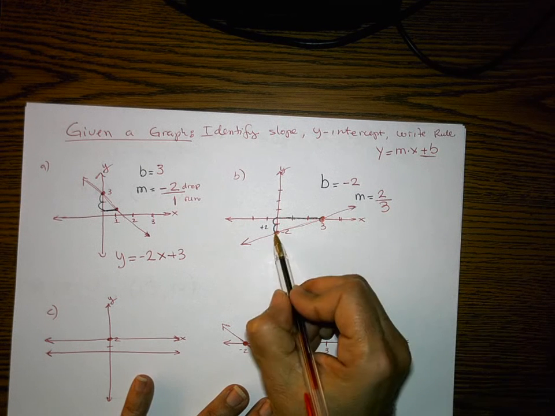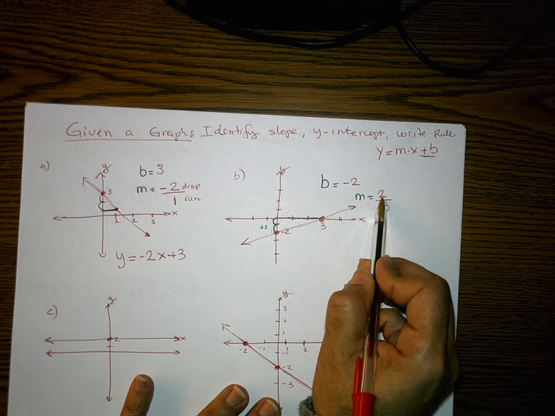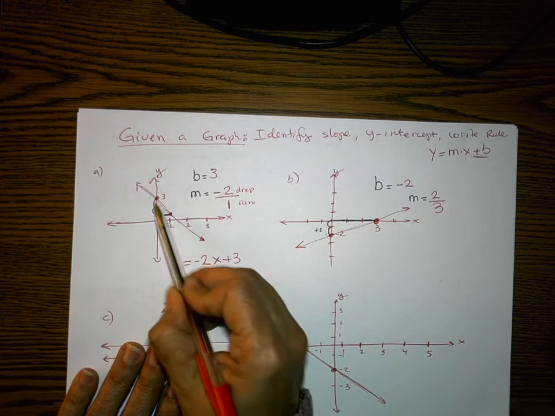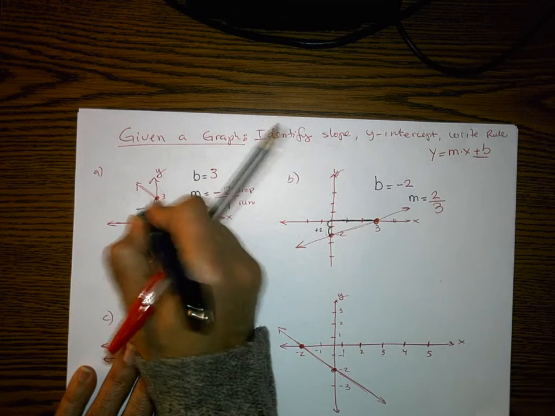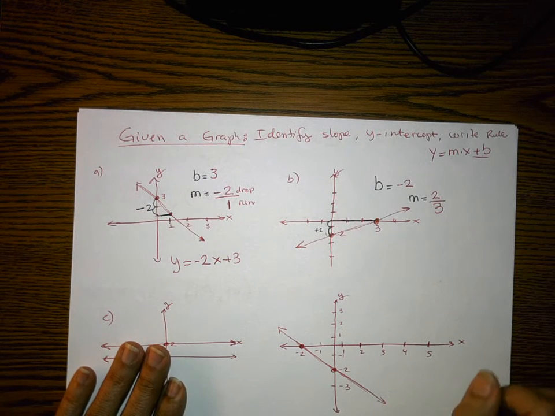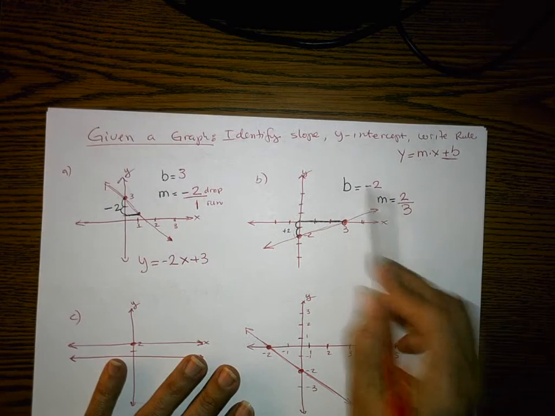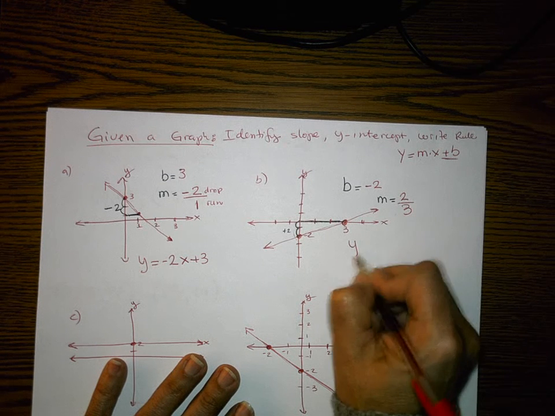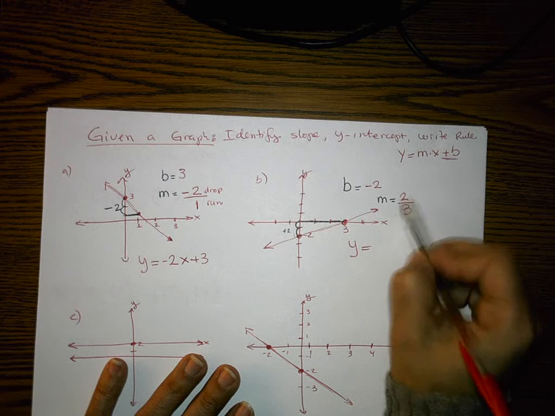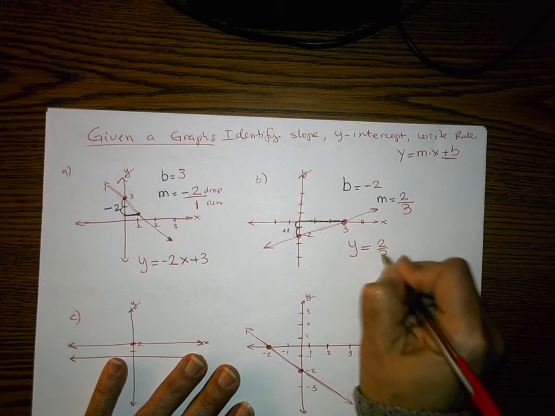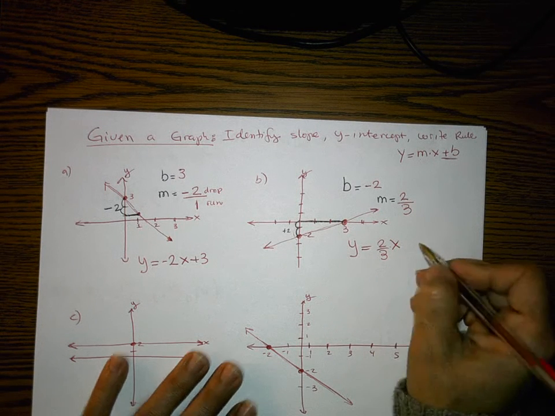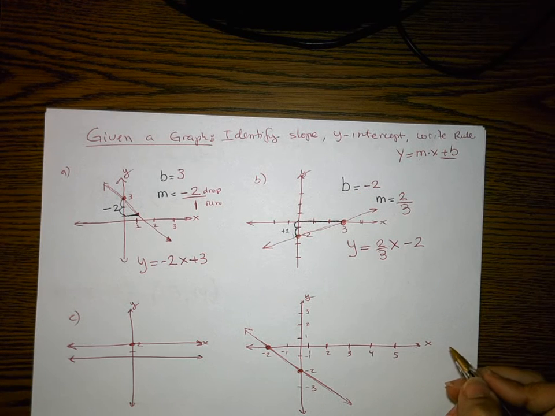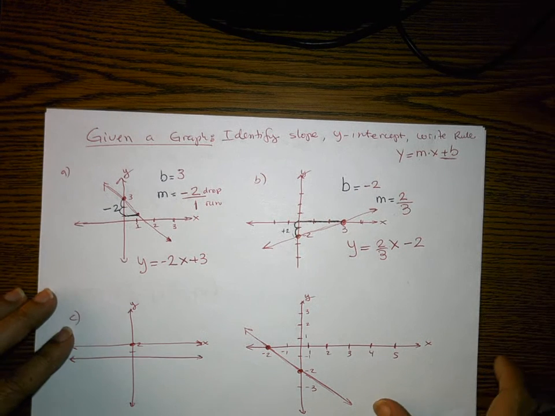Okay? So notice I went up 2, so that's why it's +2, and I ran 3. Notice that here I had to drop 2, that's why it was -2. Okay? So now I have the two pieces of information. It's just a matter of writing in the right location. Y equals m comes first, which is 2/3 times the x, and on the back I put my b value, which is -2. Okay? All right, I want you to try this one.